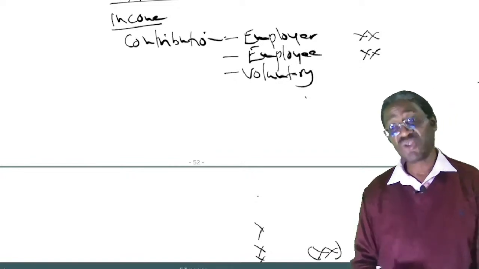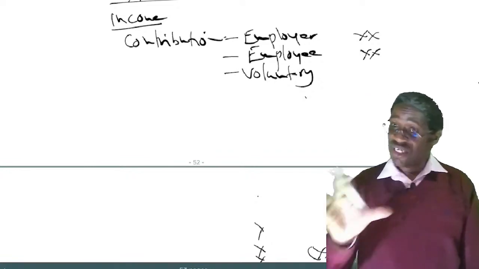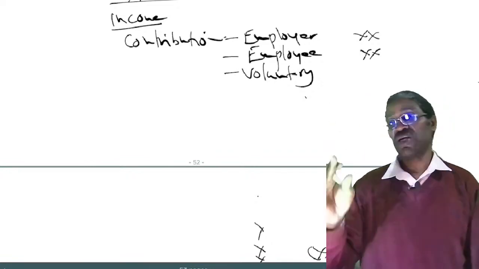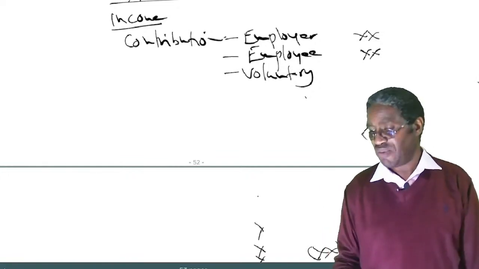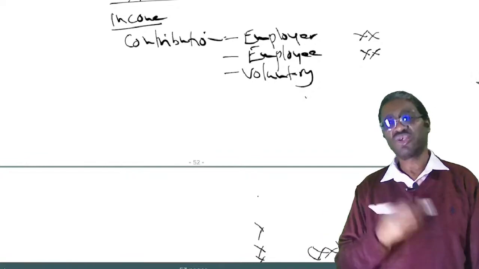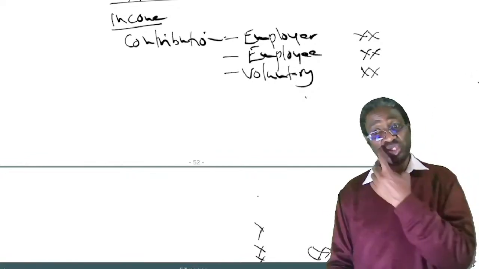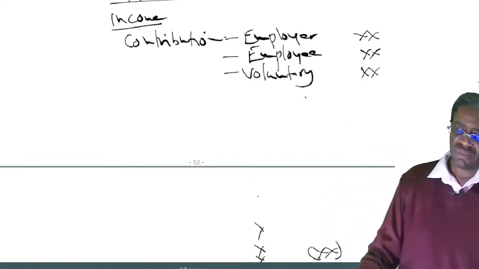We call it voluntary contribution. So the others are the mandatory as per the law. The employer contributes this, you contribute this. But if you as an employee want to take home more at the date of retirement and you want to contribute more, you are allowed. So that's what we call voluntary contribution. Good. So that's one major source of income.